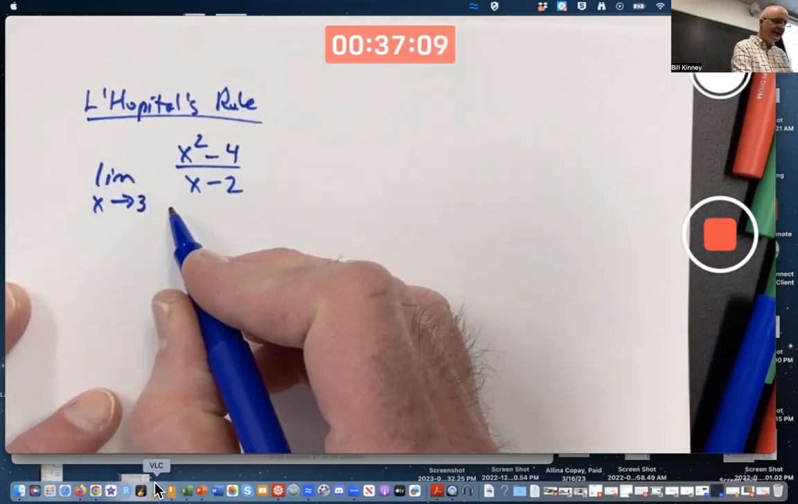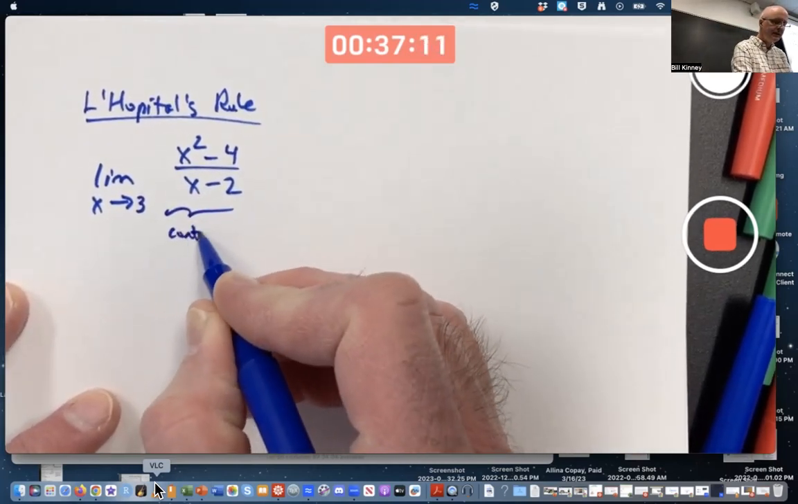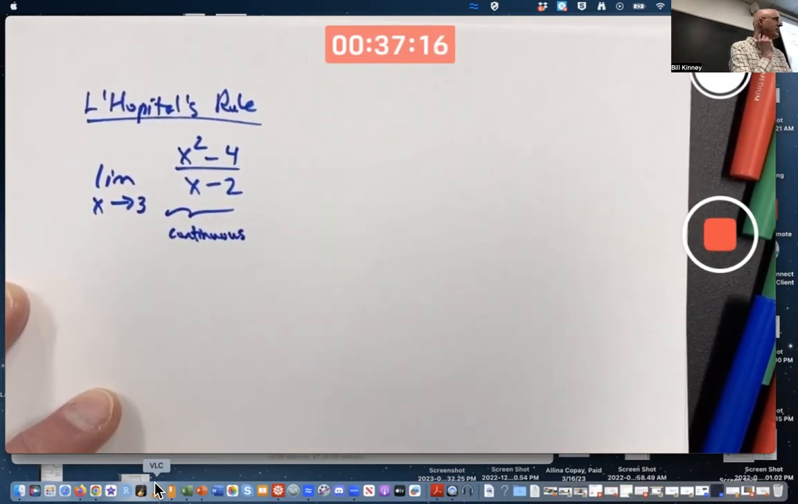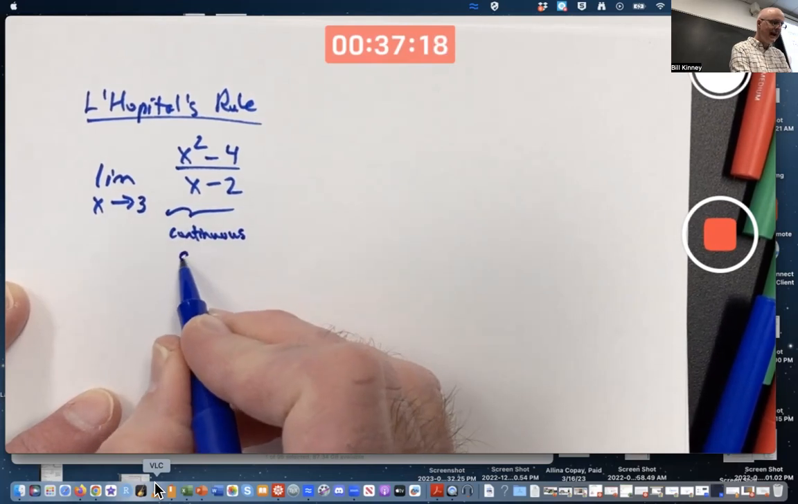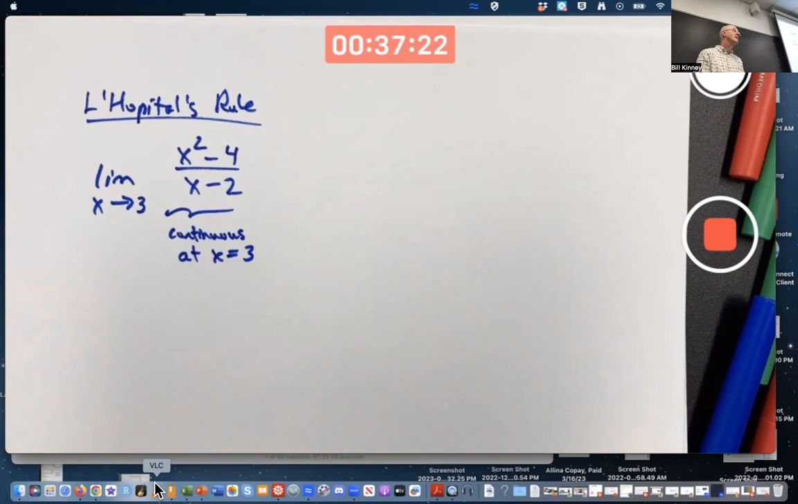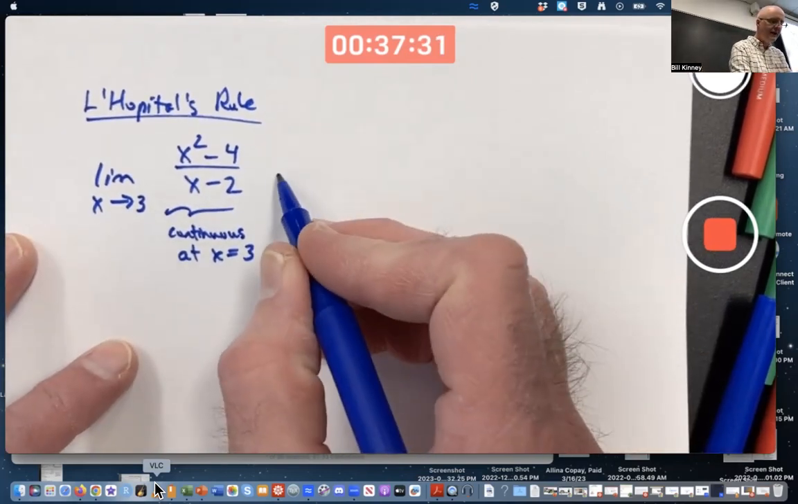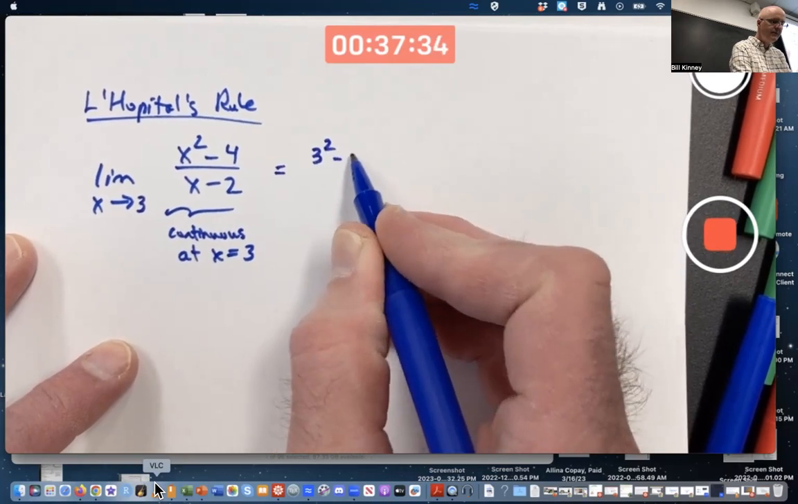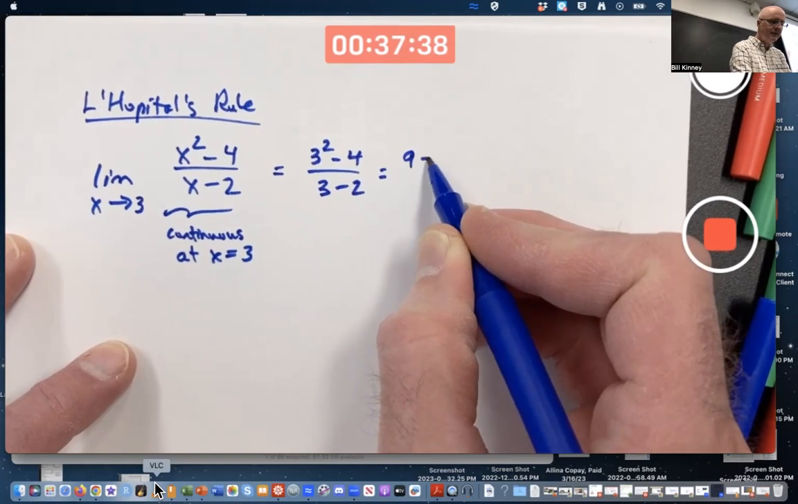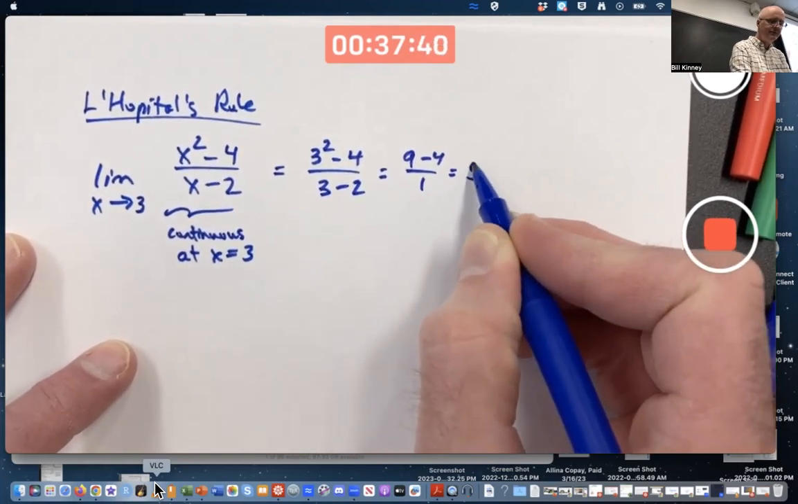This function is continuous everywhere except x equals 2. In particular, it's continuous at x equals 3, what x is approaching. Because of that continuity, you should evaluate the limit just by plugging in x equals 3. No need to do anything fancy. Evaluate the limit by substitution like this. And get 9 minus 4 over 1 is 5.